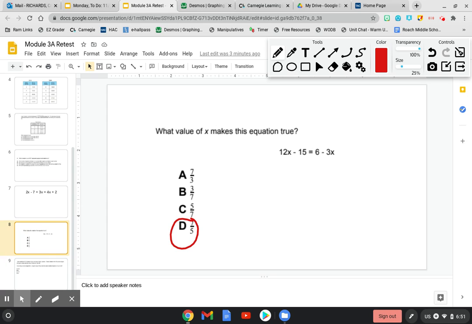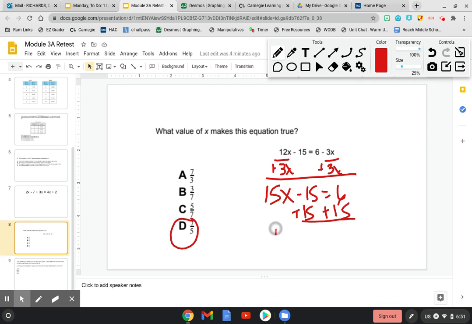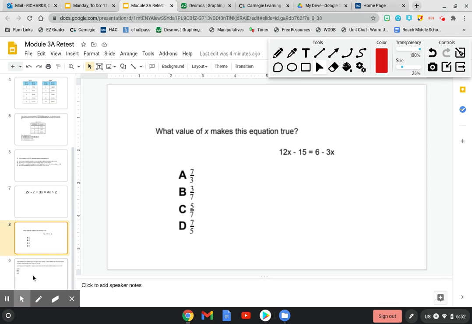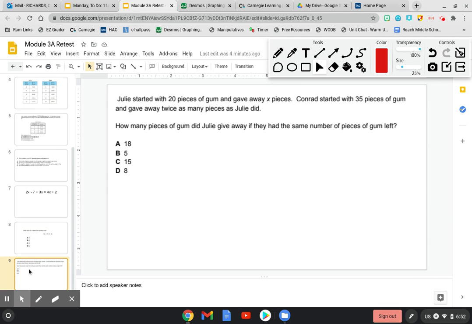If you would like to do this differently, please remember you just have to move your x's together. So to get rid of this 3x, I add 3x to both sides. 15x minus 15 equals 6. I'm going to add 15 to both sides. 15x equals 21. And finally, to get rid of this 15, I divide. x equals 21 over 15. Or if I simplify both of those by 3, it would equal 7/5. So either way that you would like to do it, I'll say the calculator is much easier. The final question that we were going to go over looks just the same except it's in words.